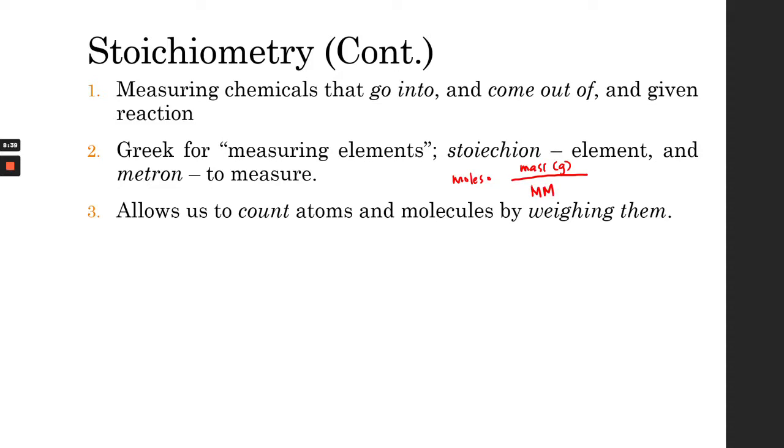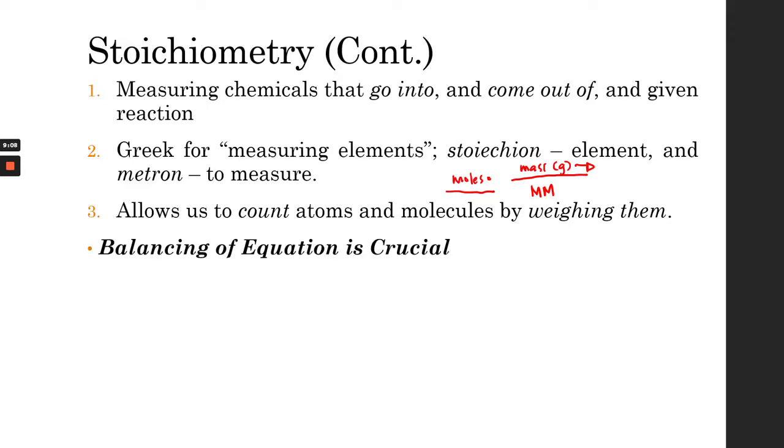We've discussed this when we were talking about the concentration of solutions. And in stoichiometry, we usually use moles. But in the end, we can also use this relationship of moles and mass and molar mass to find the grams or the mass of the substance. So that's the use of stoichiometry.